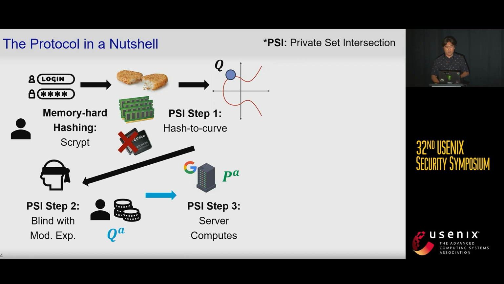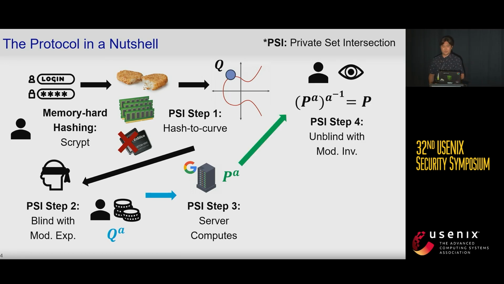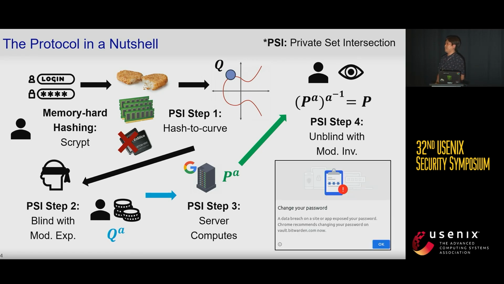In turn, the server, without knowing anything about the password, can compute P, which contains information on whether the password was compromised or not. However, P is still blinded by that blinding factor A when it gets sent back to Chrome. This is what brings us to the last step, where Chrome will calculate the modular inverse of A, and will use that to unblind P from the server's response. And finally, at this point, Chrome can inspect P and arrive at a verdict for whether it should prompt the user to change the password or not.